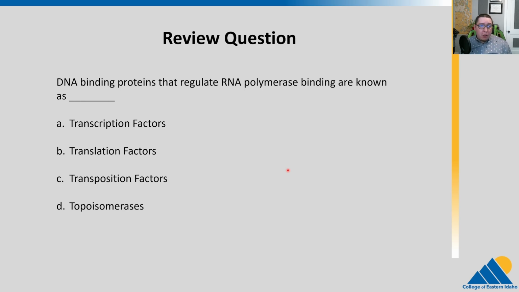So DNA binding proteins that regulate RNA polymerase binding are known as what? Go ahead and pause the video, think about that. All right, hopefully you remember what process we're talking about here. We are talking about transcription, so these are called transcription factors. They bind to the DNA and regulate whether RNA polymerase can do its job or not.